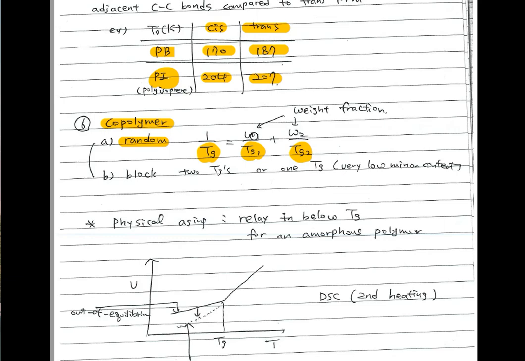If you have information about the weight fraction, the mixing ratio, between these two different kinds of monomers. If the copolymer is block copolymer, it could have two different Tgs, right, or just one Tg if the mixing ratio is very small for one kind of polymer.